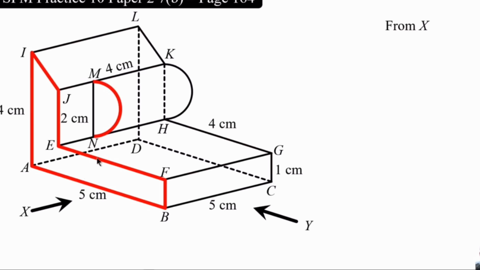Okay, and then you notice that the baseline is 5 centimeter, right? Okay, and you have to follow exactly 5 centimeter, and then this is 1 centimeter. You have to draw 1 centimeter upward, and then you have to measure and continue with the length. Okay, this is 1 centimeter. So okay, this is the diameter of the semicircle. So the diameter is 2 centimeter. That means the radius is 1 centimeter.